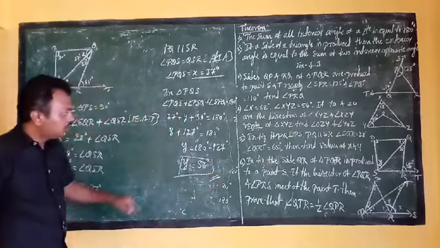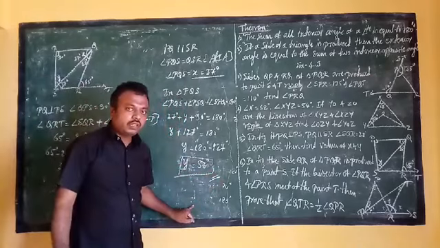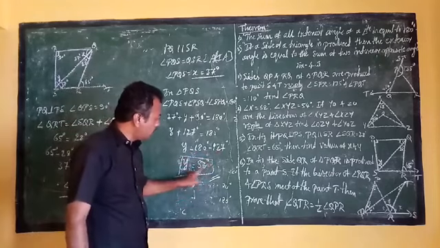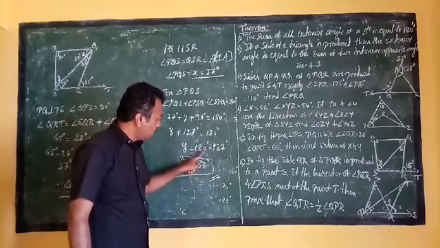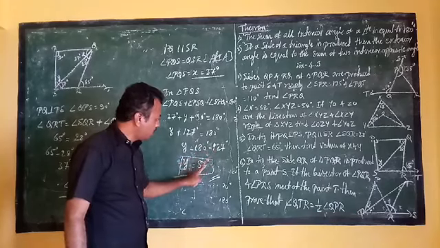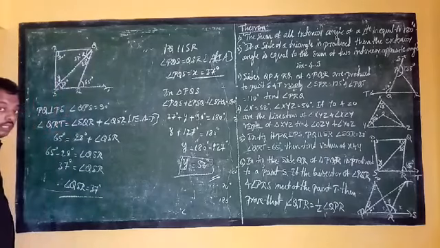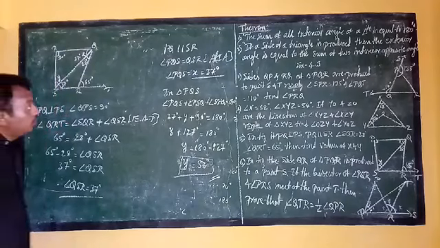Understood? So like this we have to calculate the value of X and the value of Y. Understand, students? 180 minus 127, is it right? 10 minus 7 is 3. Here the remaining is 7. 7 minus 2 is 5. 1 minus 1 is 0. Okay, right. 53 degrees. Got it? So like this we have to calculate.